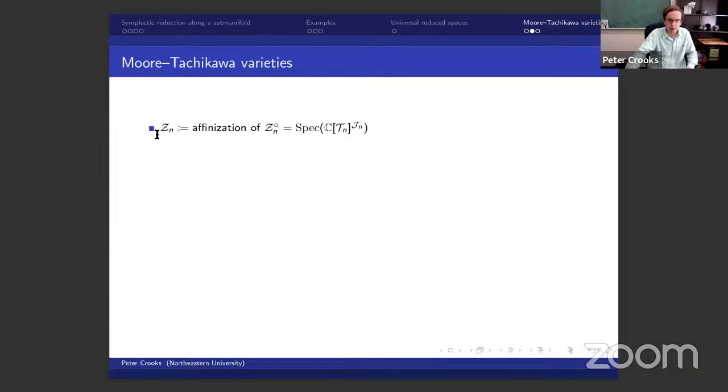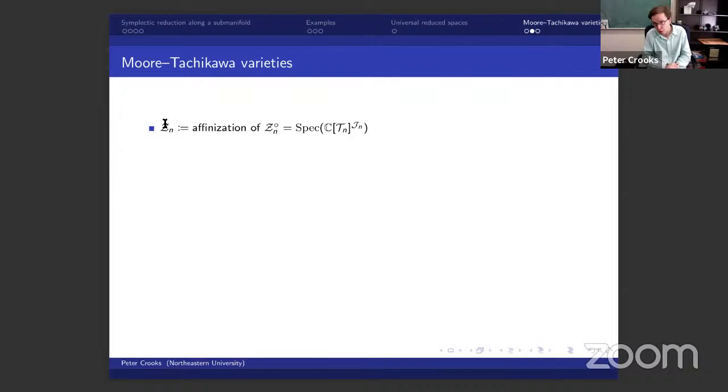So what do I do? I take the coordinate ring of this affine variety. I look at invariants with respect to this abelian group scheme J sub n, and I take the spectrum of that. Now, of course, this algebra could fail to be finitely generated. In principle, I believe it's still open as to whether this is finitely generated or not. But we don't know that it's finitely generated. So at the moment, this Z sub n is just an affine scheme so far.